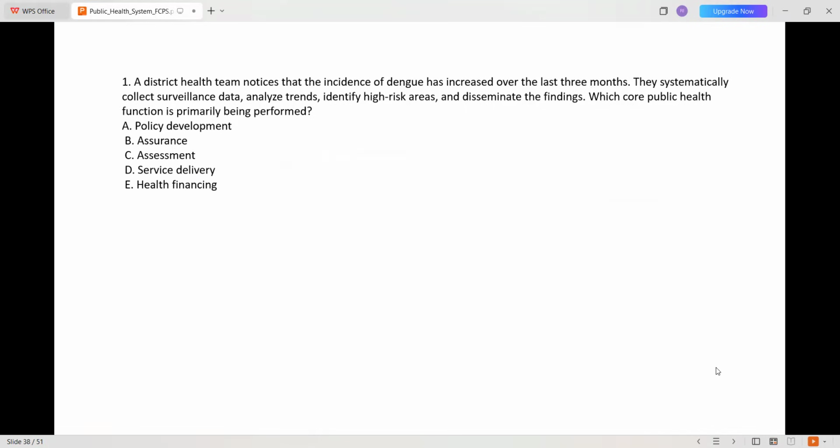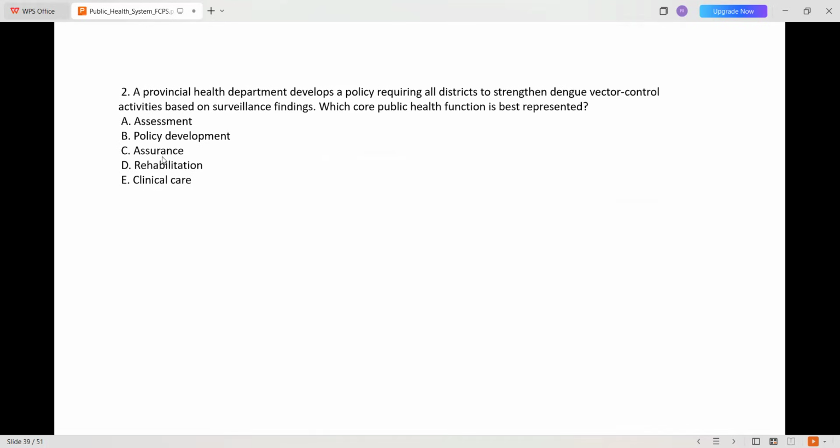MCQ number 1. A district health team noticed that the incidence of dengue has increased over the last 3 months. Systematic collection of surveillance data, analyzing trends, identifying high-risk areas, and disseminating the findings: which core public health function is primarily being performed? So C is the right option, assessment.